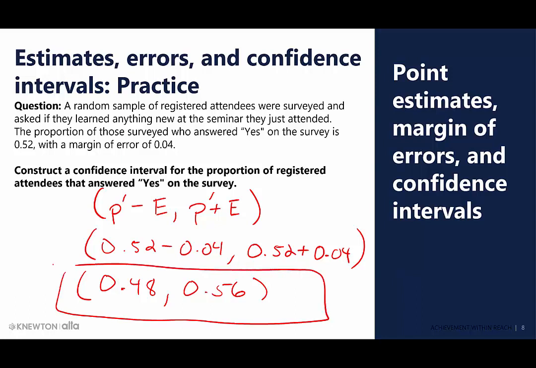So once again, we do not know what the population proportion is. We don't know the percentage or the proportion of all people that answered yes. But we can say that we are pretty confident that somewhere between 0.48 or 48% and 56% of individuals who attended that seminar answered yes on the survey that they learned something new. Okay, so once again, confidence intervals are very useful whenever you don't know the population value, but you still want to be able to estimate it.